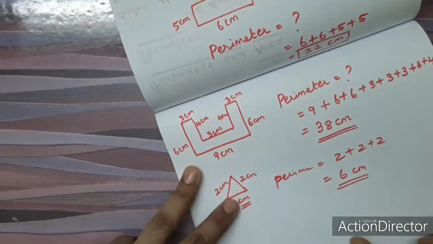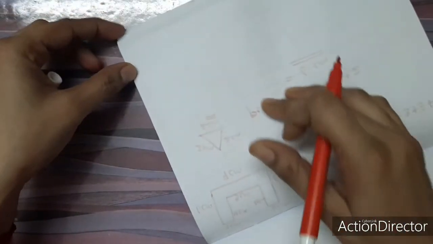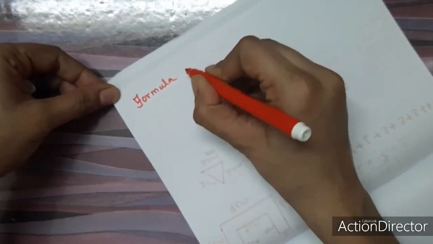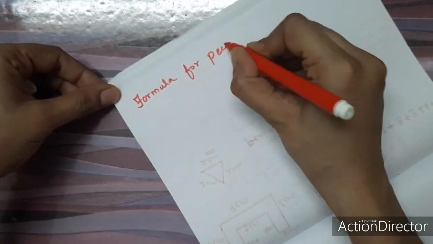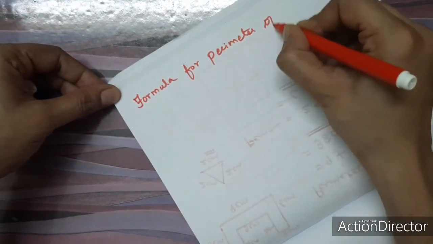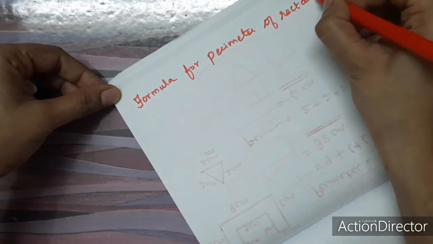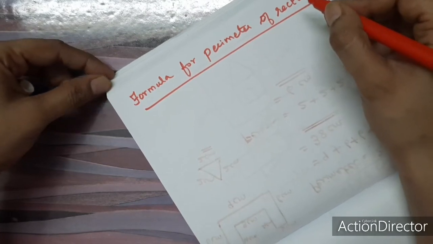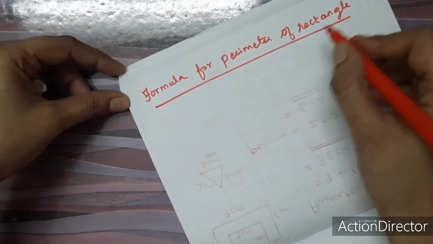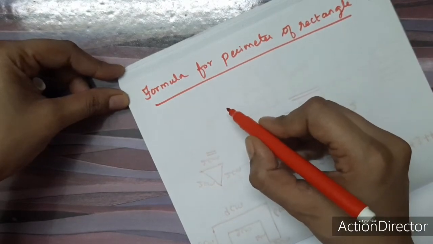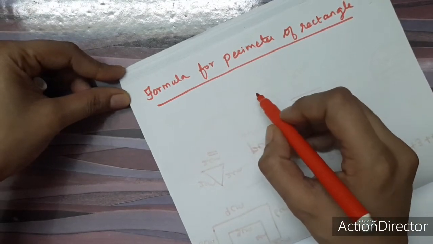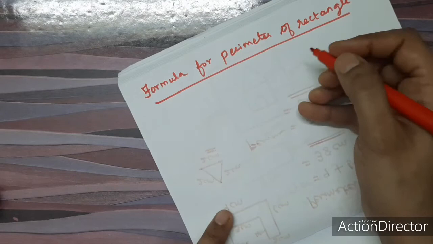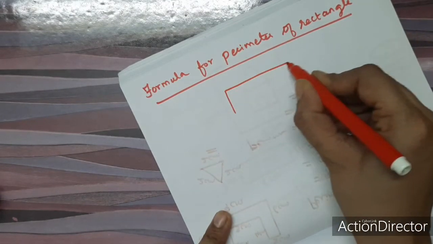Now, we shall learn the formula. What is that? Formula for perimeter of rectangle. So, we are going to learn the formula for perimeter of a rectangle. Okay. So, what is that? We are going to find the perimeter of a rectangle. Okay. Suppose consider this is a rectangle.